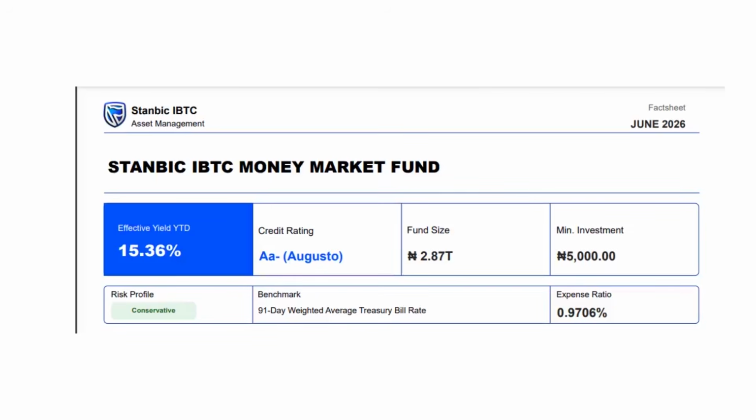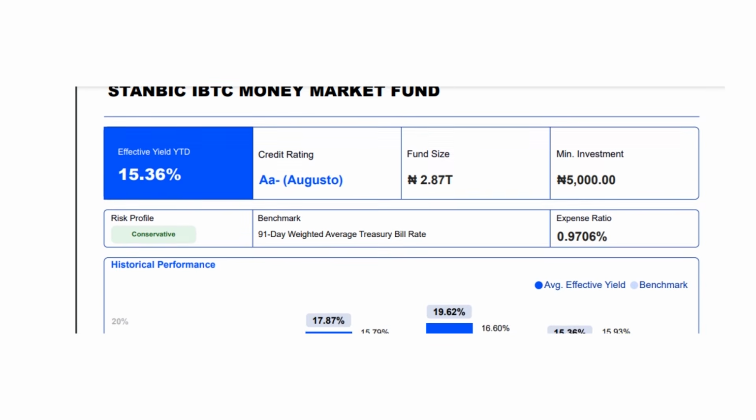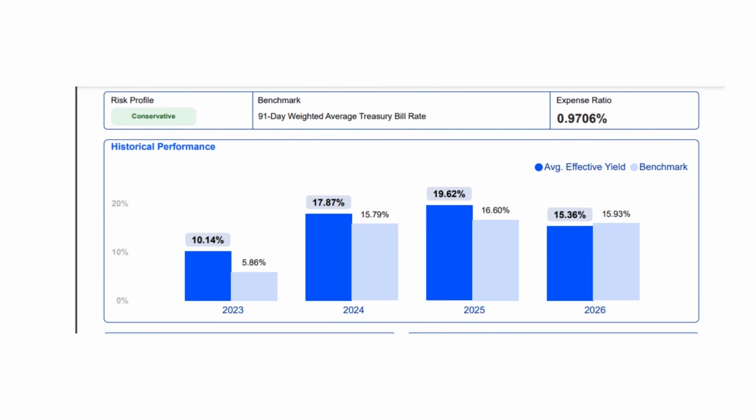Now, for the Stanbic IBTC Money Market Fund, the minimum you can start investing with is 5,000 naira. The fund size is about 2.8 trillion naira. So in simple terms, this is the total value of money that is currently invested in the fund by investors. And as of June 2026, the fund had an effective yield of 15.36% year to date. This gives you an idea of the yield that the fund has generated so far this year.